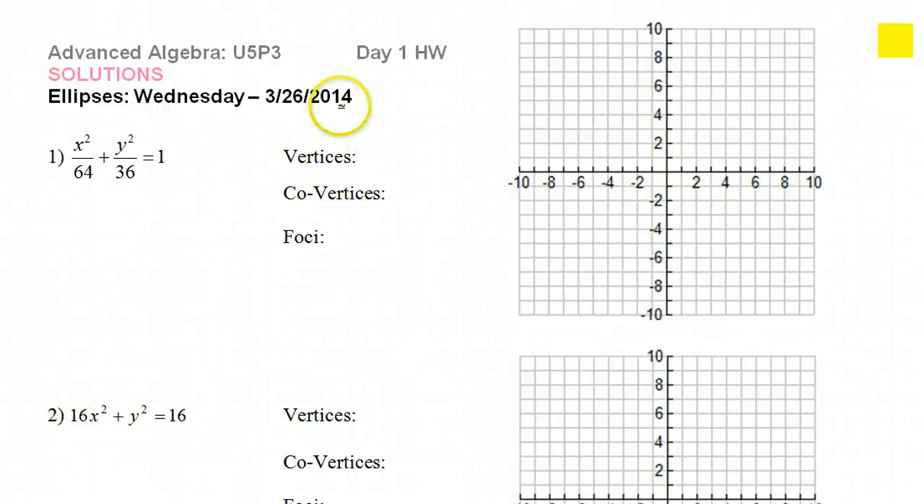Pencils down, people. Do not copy off the teacher. All right? Watch, learn, and then go back and do it yourself.